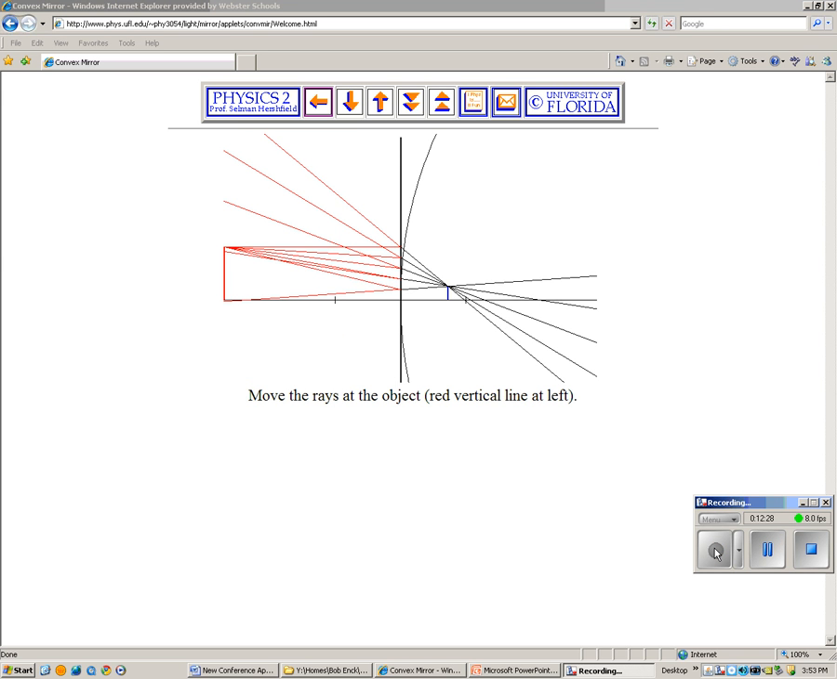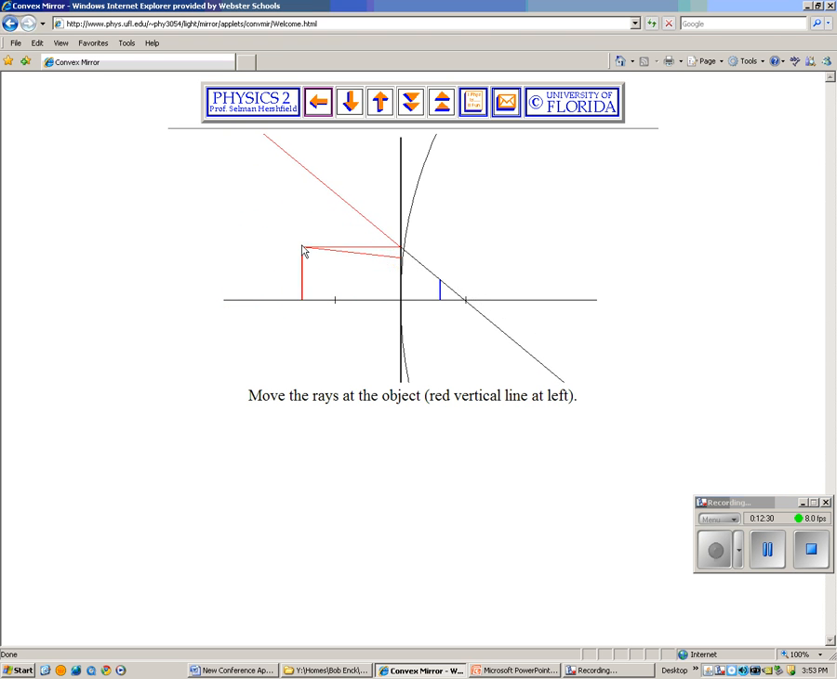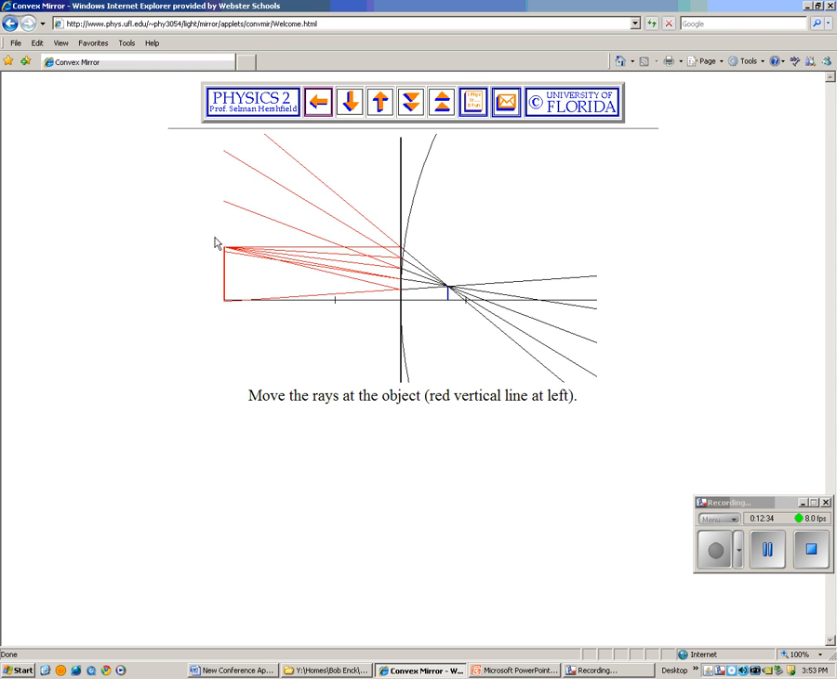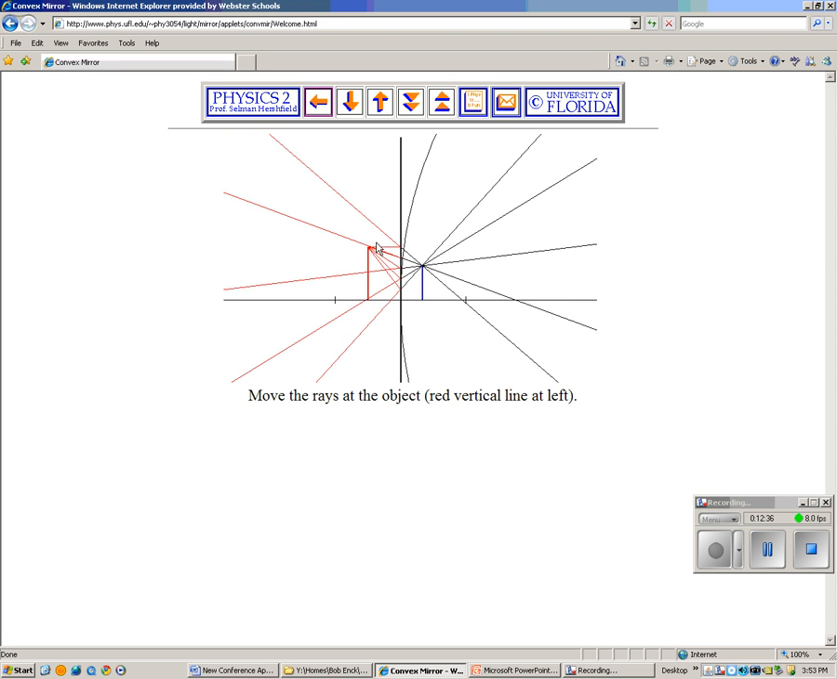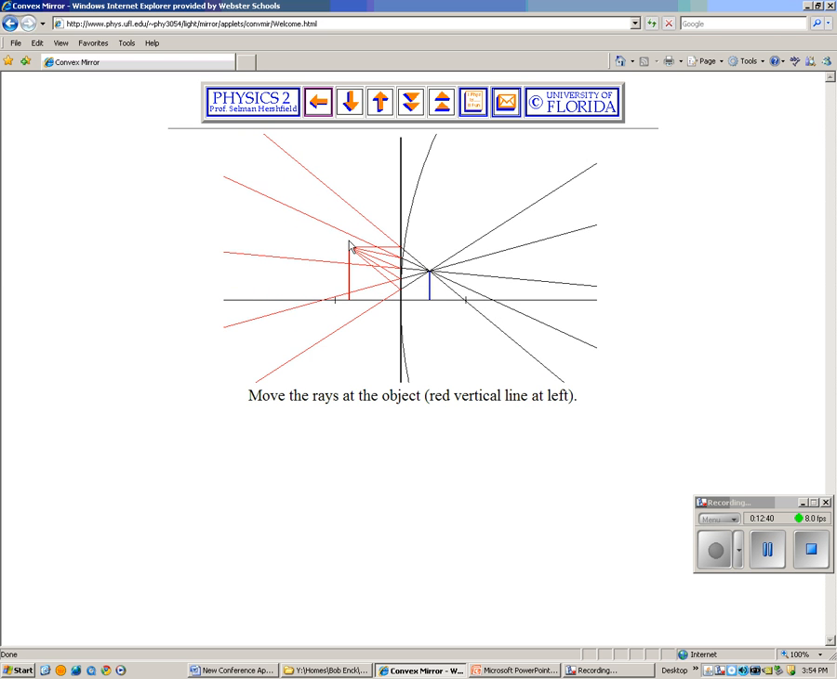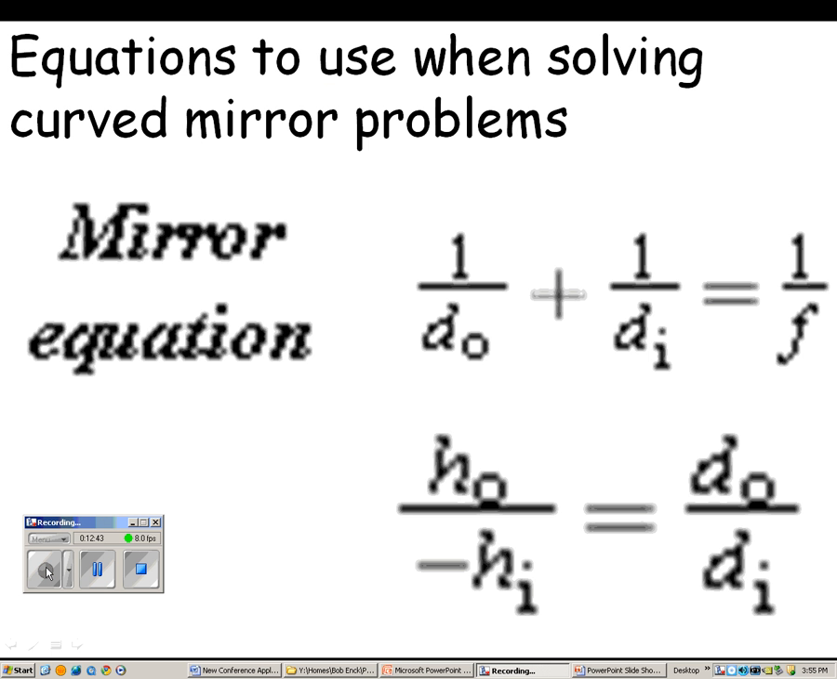Do the same thing for a convex mirror, but you'll see that the image is always on the right-hand side, always upright, always virtual. It doesn't matter where I put my object, these light rays that are bouncing off will always intersect on the other side.